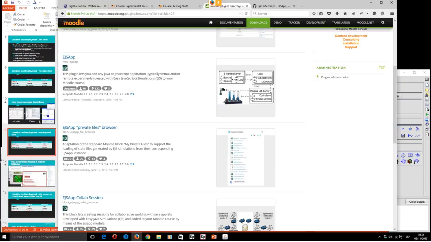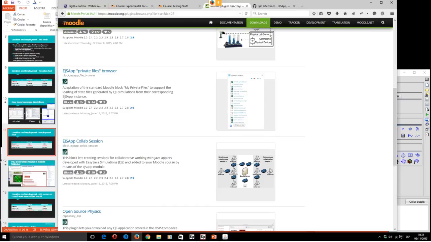And so on. Then there is a block which is not working that well right now, but I hope it will be perfectly okay in about one year or less, for collaborative sessions with both virtual and remote labs. The idea is to have synchronous collaborative sessions, so several users can work with the same remote lab or the same virtual lab in a synchronized state, so they can act over the system in the same session, so they can share ideas and so on.